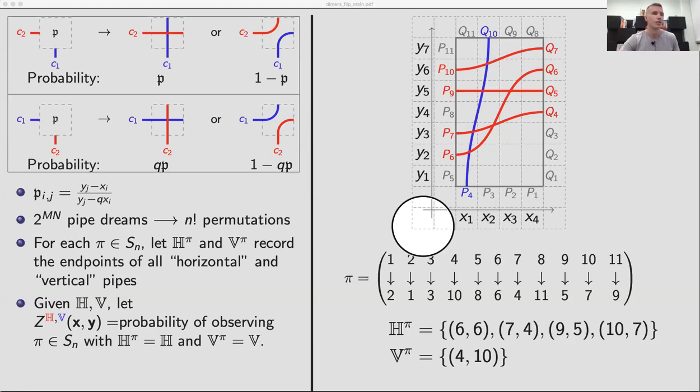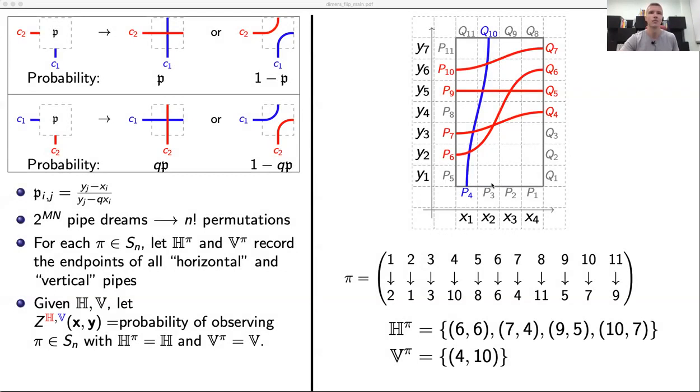Okay, and so one thing I want to require, which comes out of the definition, is that the pipe at P3 has to terminate somewhere on the right boundary, because if it terminates at the top, then it would contribute to the vertical boundary conditions, which are fixed. So that's it. And well, that's the definition.